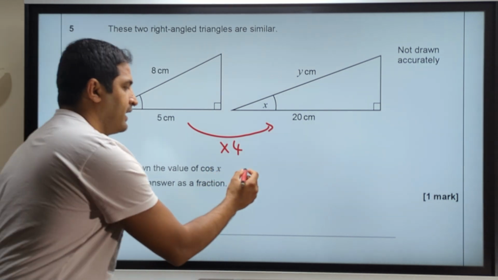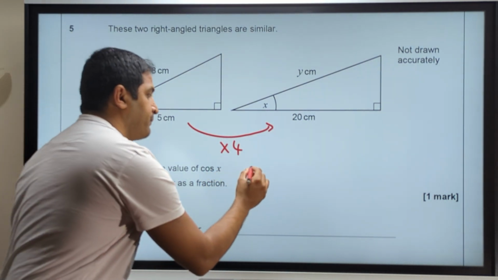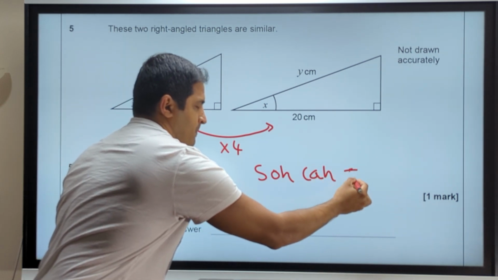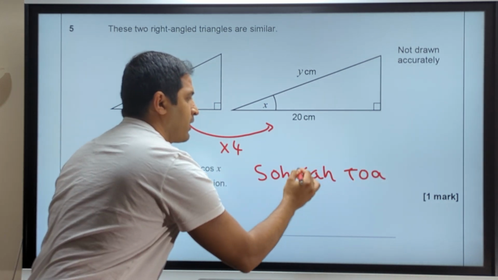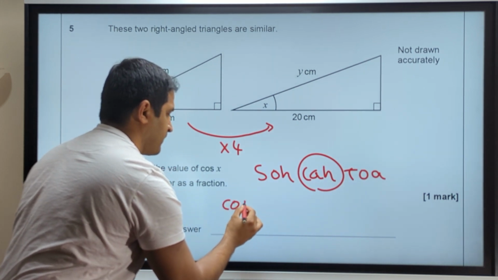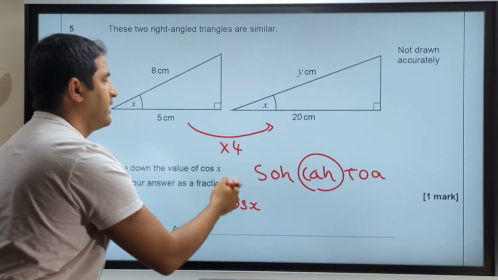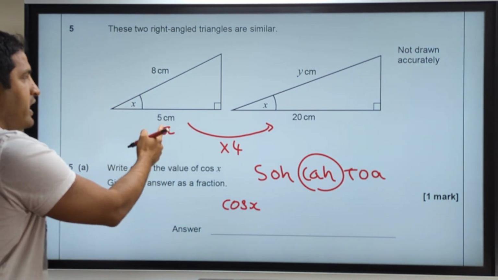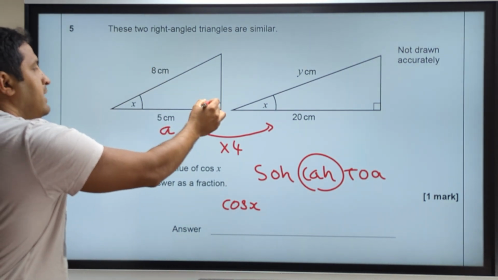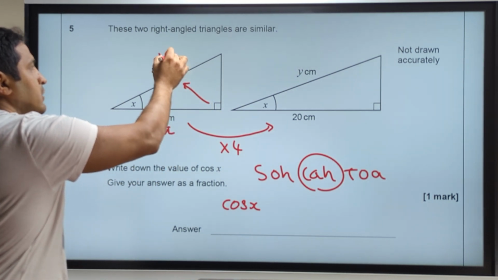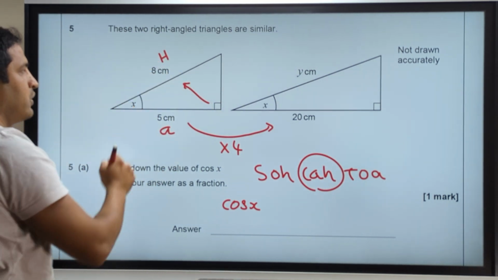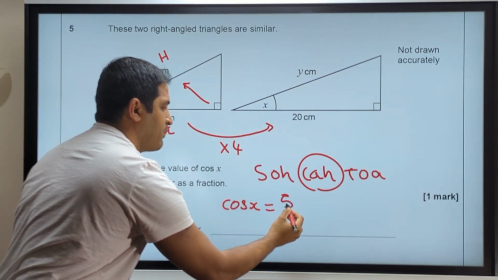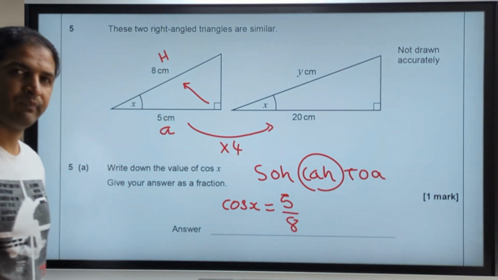So cos x, if you write down your SOHCAHTOA, we're looking at cos x. So cos of an angle is adjacent over hypotenuse. This 5 centimeter here is next to that angle, so it's adjacent, and this 8 centimeter is opposite the right angle, so that's your hypotenuse. So that's A and that's your H. So cos x is equal to adjacent over hypotenuse, which is 5 over 8. That's it.